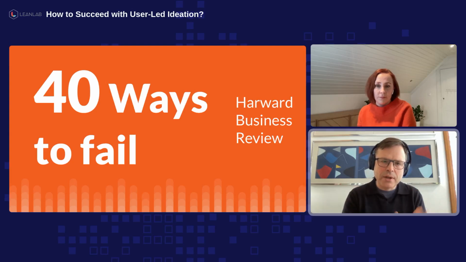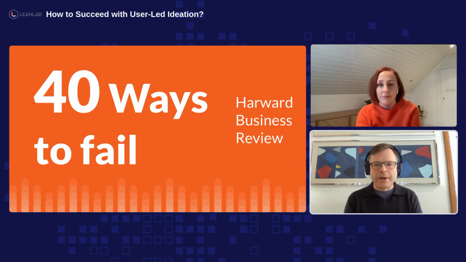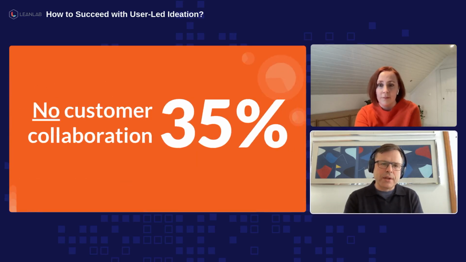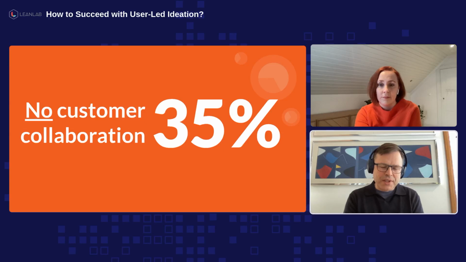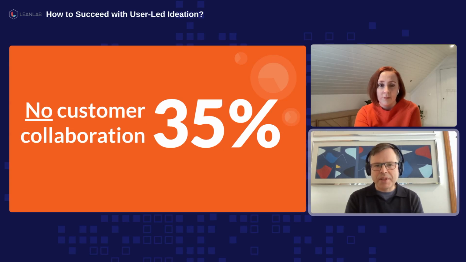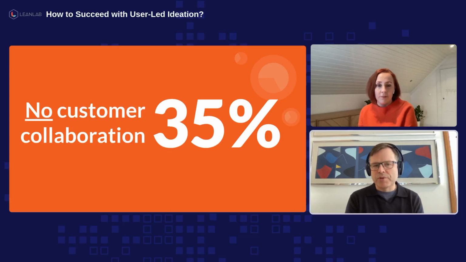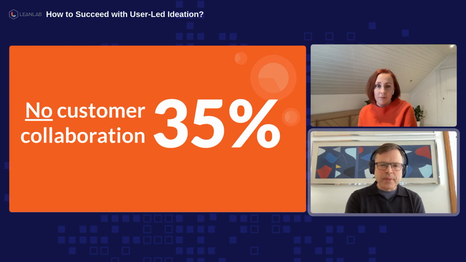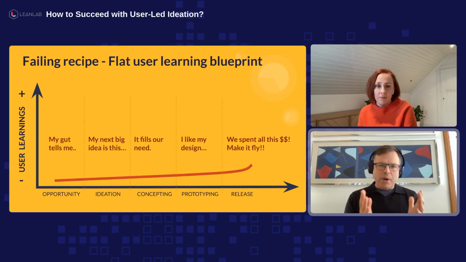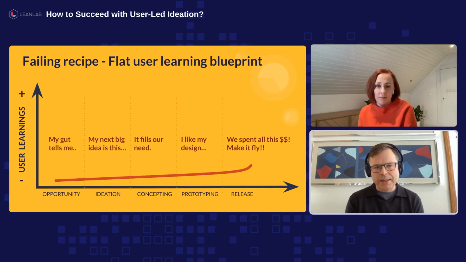Then I took a closer look at those 40 reasons, and a staggering 13 reasons out of 40. So that means over a third, 35% of the failures were attributed to no user research, no user collaboration, no user understanding along the product development funnel. And why are these companies failing? It's due to flat user learning blueprints.